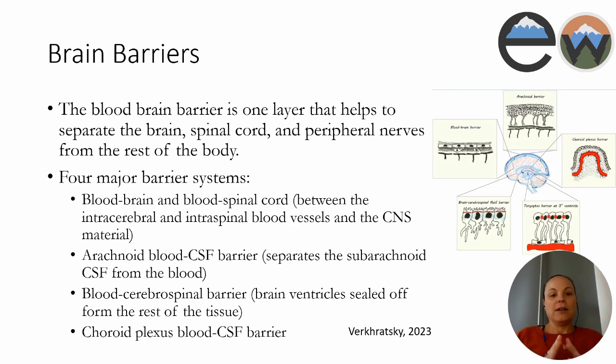All right, brain barriers. It is important to understand that the blood-brain barrier is a layer that helps separate the brain, the spinal cord, and the peripheral nerves from the rest of the body. We're trying to keep the neurological tissue safe because it's really important, right? Those of us that suffer from neuroimmune responses can tell you how important this is. It really changes the status of a chronic illness.